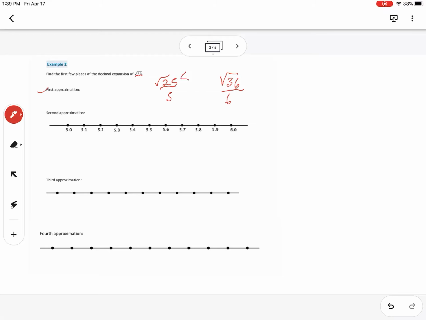So I know the square root of 28 is going to be bigger than 5, but smaller than 6. So it's going to be somewhere between those two. That's what I'm using for my first approximation. For my second approximation, hopefully you're seeing that they are going to the tenths place.